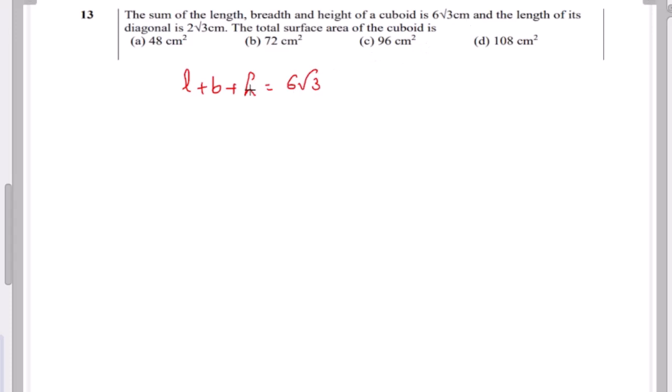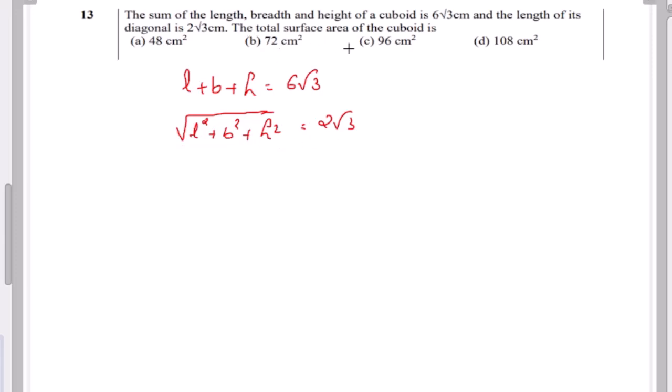A cuboid is a three-dimensional figure, with length, breadth and height. The sum of length, breadth and height is 6 root 3, and the length of its diagonal is 2 root 3 centimeter. The formula for the diagonal of the cuboid is root of L square plus B square plus H square, which is equal to 2 root 3.